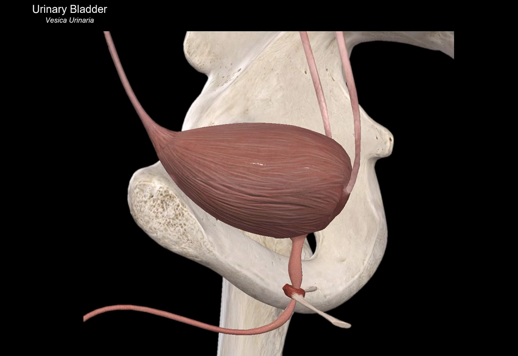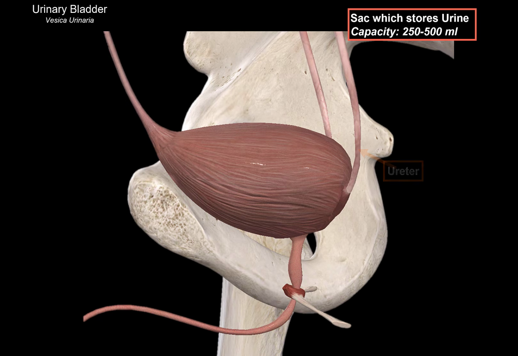Now let's continue and look at the anatomy of the urinary bladder. Now the urinary bladder is a sac that stores urine, and its capacity really depends on the size of the person, but on average it should be around 250 to 500 milliliters.